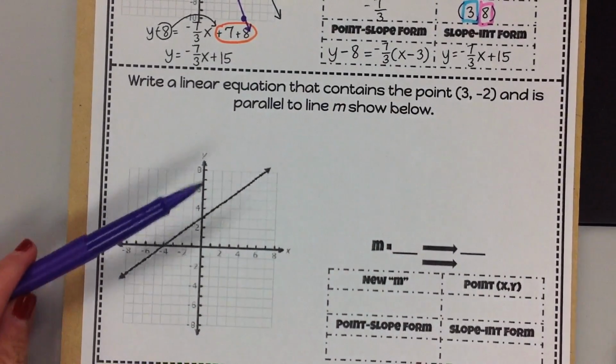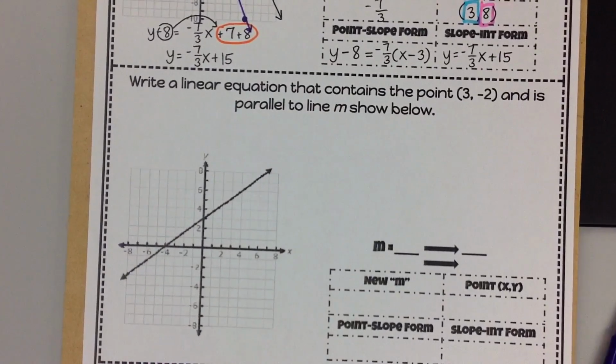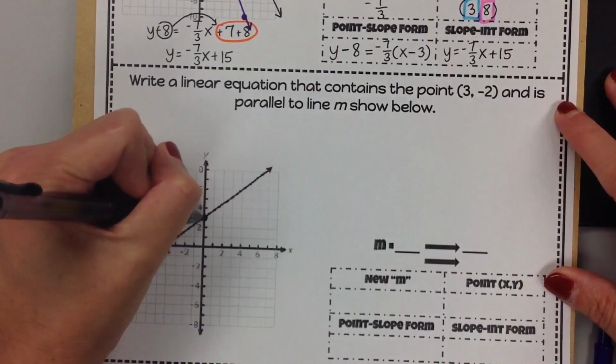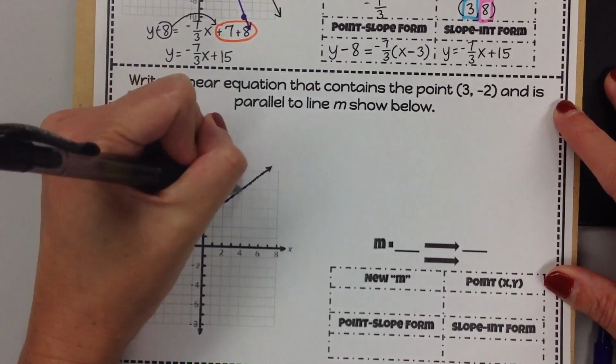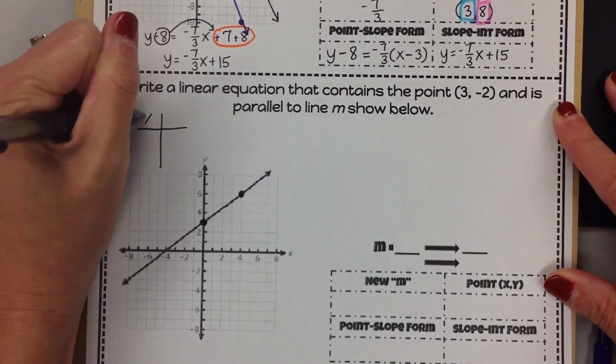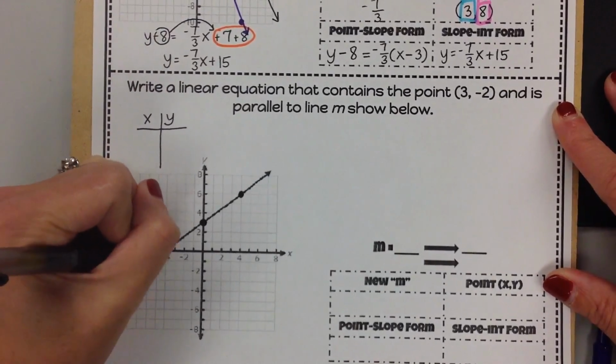What happens if they don't give you an equation? What happens if they give you a line? Well, what do we need? We need the slope. So guess what? I need to find two good points to use to calculate my slope. So I'm going to make an XY table, and I'm going to pick off two good ordered pairs.